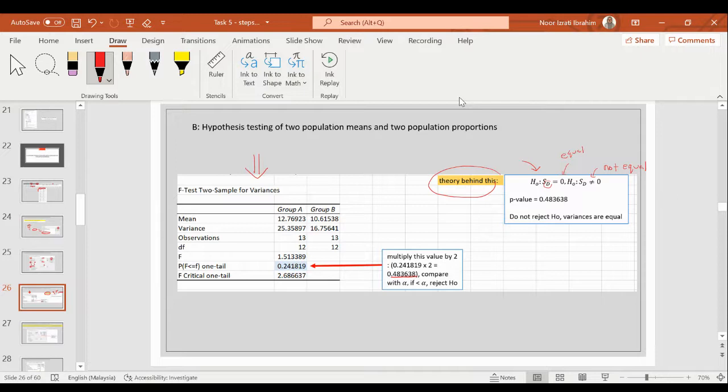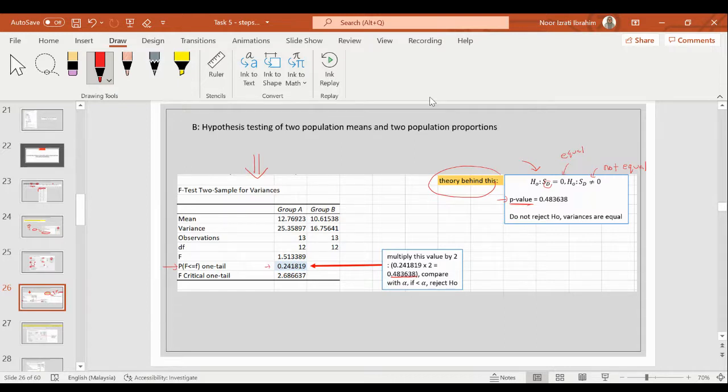And since we are using the p-value, we will need the p-value. So where to get the p-value? The p-value will come from the output. How to get the p-value? You have to refer to this p-value one tail. As for this data, the p-value is 0.241819.